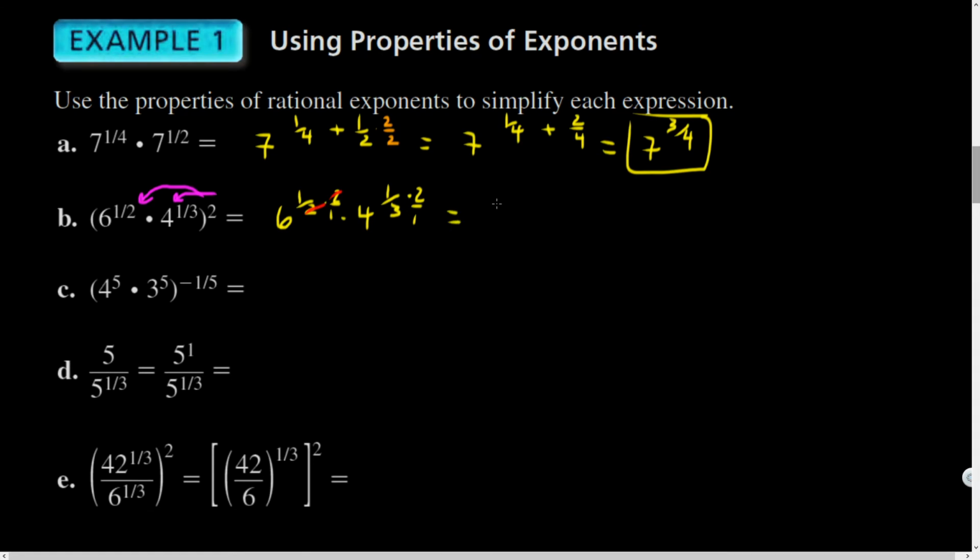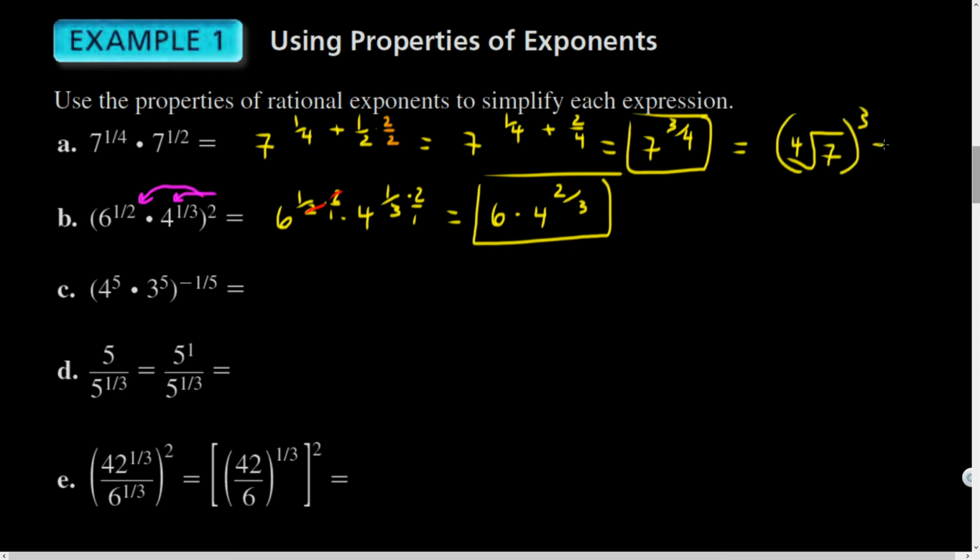So I'm going to have 6 to the 1st power, which I guess we don't even have to write, times 4 to the 1 times 2 is 2, and 3 times 1 is 3, 4 to the 2/3. And I believe I'm going to leave these in rational exponent form. Although one could argue you could have written this as the 4th root of 7 to the 3rd, or you could have even written this as the 4th root of the 3rd. Those are both equivalent to that, but I'll ignore that for the time being.